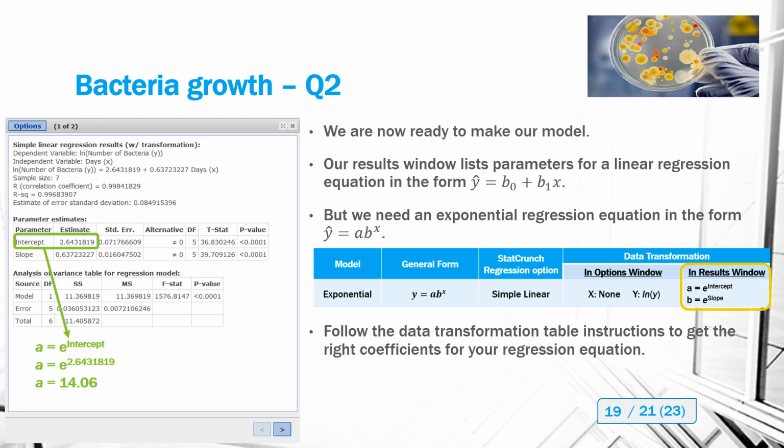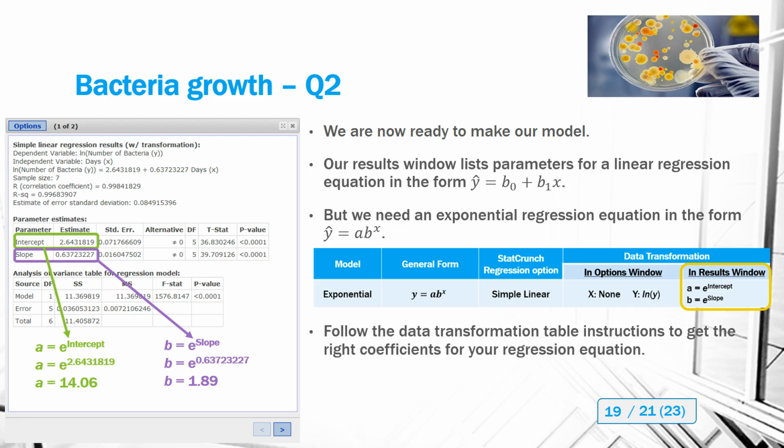Now, the second equation listed in the results window is b equals e to the slope. So what I'm going to do is, again, look at the slope value there in the parameters table, and I'm going to substitute that in for slope in my equation. So b equals e to the 0.637232227. That punches out on the calculator to be about 1.89.